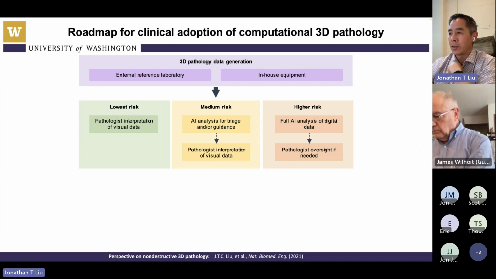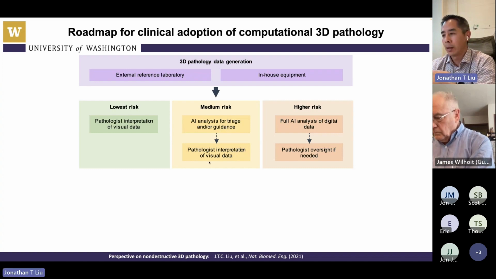In terms of analysis, there's different risk levels. One would be pathologist interpretation of the data visually. This takes time, it's very slow, but in certain cases it may be fine if we have smaller tissues. That's pretty low risk because we're still relying on a pathologist. Medium risk would be to use AI to triage, to find the high risk regions within the 3D data sets and to feed that to the pathologist.